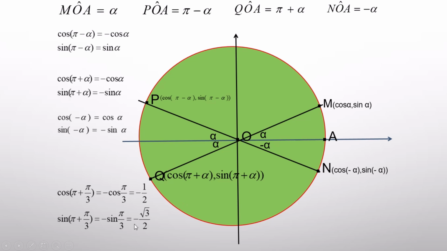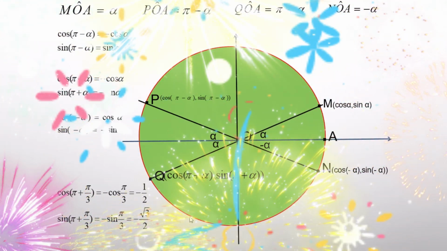The third quadrant. In the first quadrant, the cosine is positive, sine is positive. In the second quadrant, cosine negative, sine positive. In the third quadrant, cosine is negative and sine is negative, both are negative. In the fourth quadrant, cosine is positive, sine is negative. Cosine pi plus alpha equals minus cosine alpha. So cosine pi plus pi by 3 equals minus cosine pi by 3. Cosine pi by 3 is a half, so minus half. Sine pi plus pi by 3 equals minus sine pi by 3 equals minus radical 3 over 2.